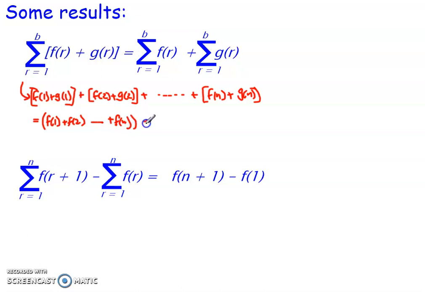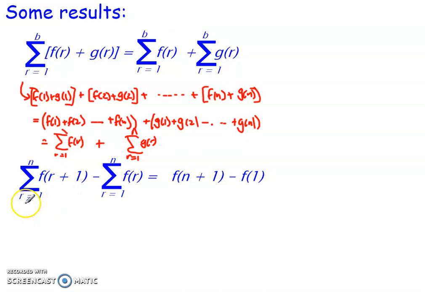And then if I group all the g terms together, I get g of 1 plus g of 2 all the way up to plus g of n. So what that means is this here is the sum from r equals 1 to n of f of r. This here is the sum from r equals 1 to n of g of r. And all I've done is added the two of them together. So there you go, that shows that one.